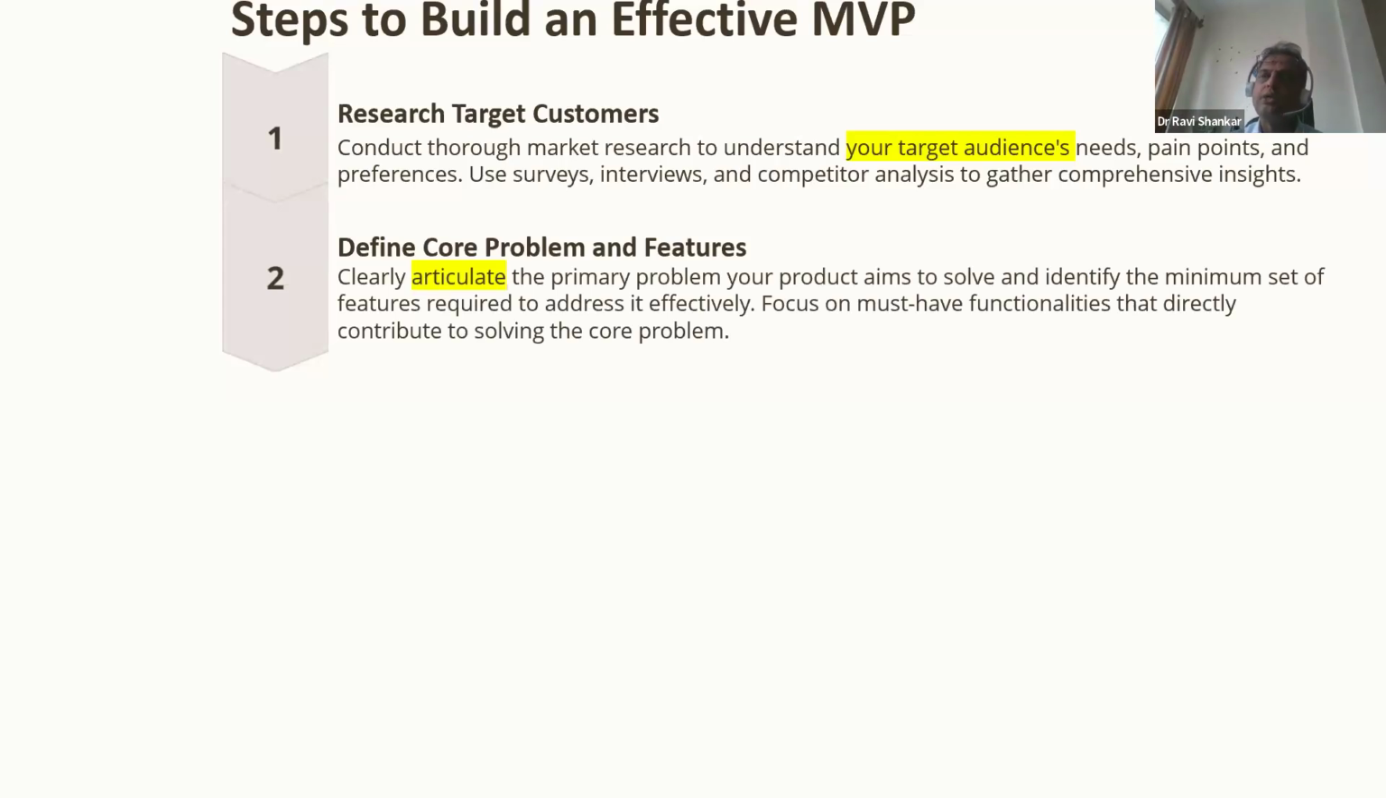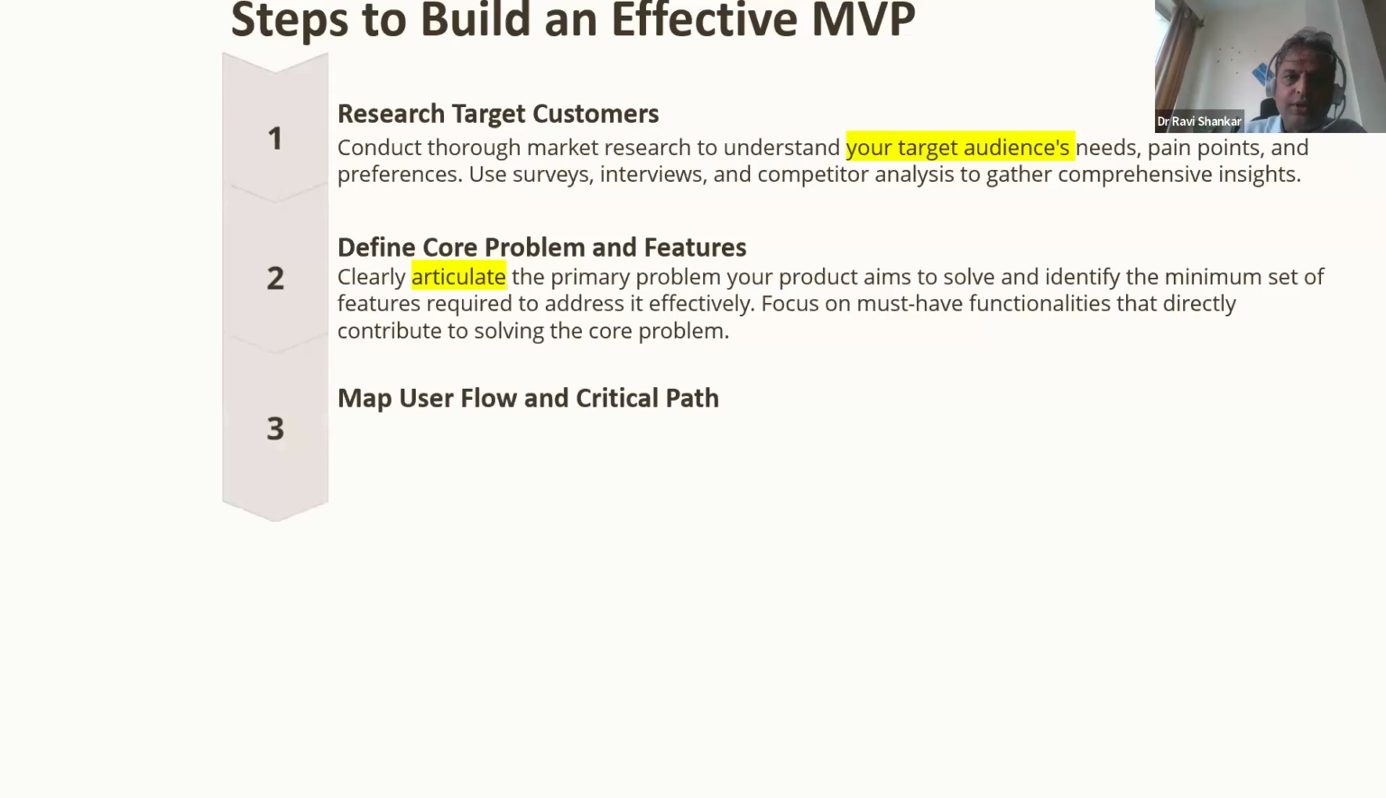MVP allows you to articulate the problem clearly because it helps you to, one, define and identify those minimum features. It helps you to figure out who your target customers are and identify their pain points. Therefore, you're able to articulate better. The third step is to clearly map the user flow and critical path.